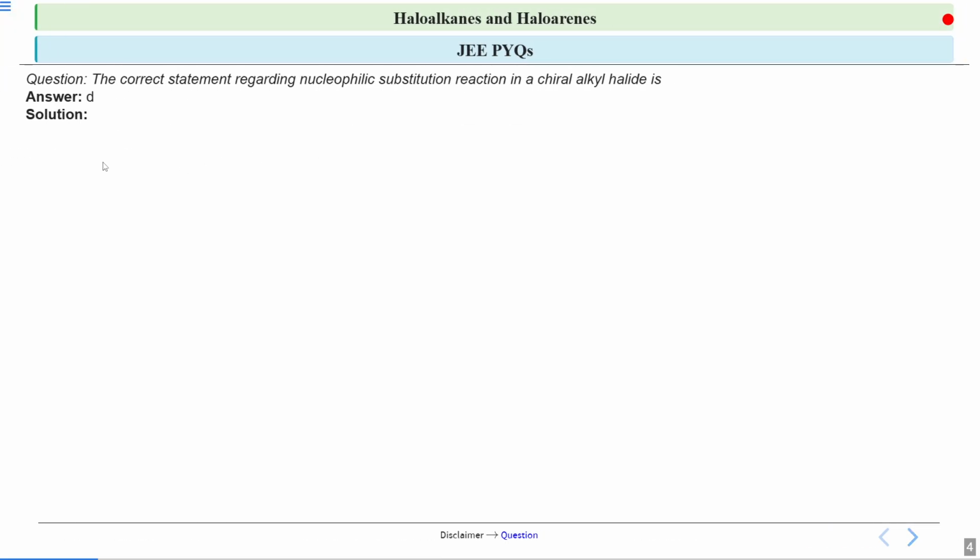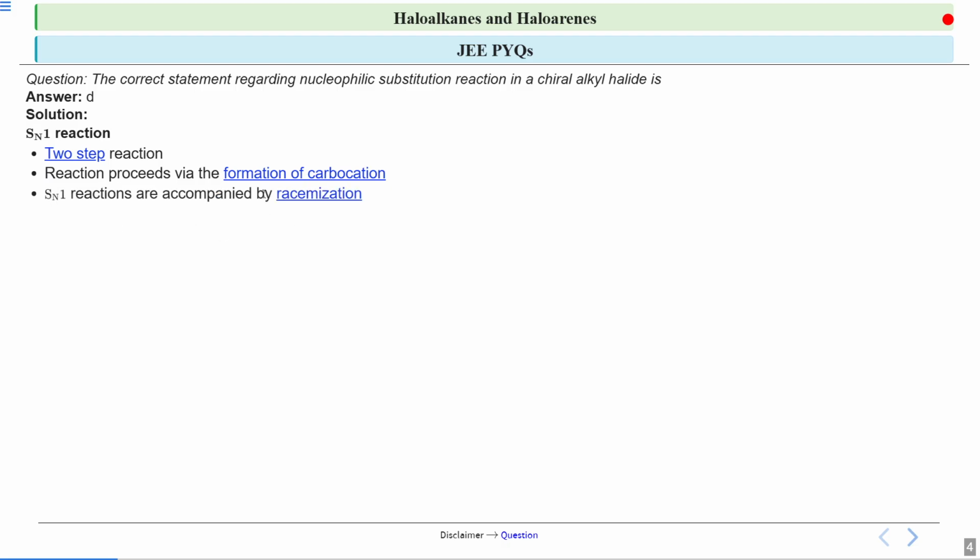So for this question, the correct answer is option D. Let's understand the different nucleophilic substitution reactions shown by alkyl halide, in which the first is substitution nucleophilic unimolecular reaction. The SN1 reaction is a two-step reaction. That means it includes two steps, where the first step is a formation of carbocation and it is a slower step. It is a rate-determining step. So the reaction will proceed via formation of carbocation.